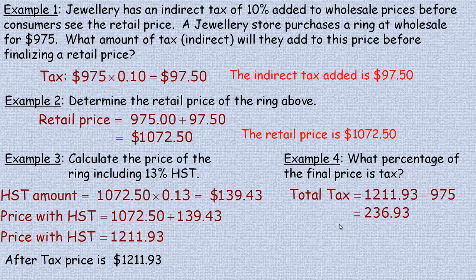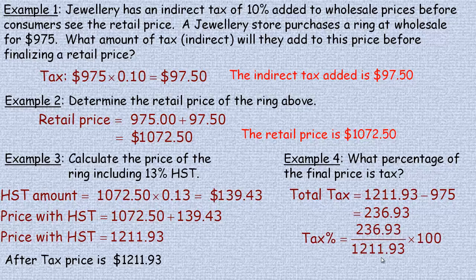So to calculate the percentage, we would take that $236.93 and divide it by the after-tax price, the $1,211.93, and then of course multiply it by 100 to change it from a decimal to a percent. This calculation will just give the decimal. And so the tax percentage is 19.5, so it's almost 20% tax that you're paying for that particular ring. And that's the end of the tutorial.